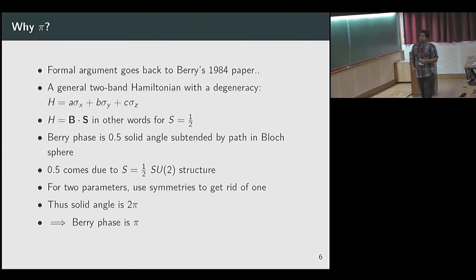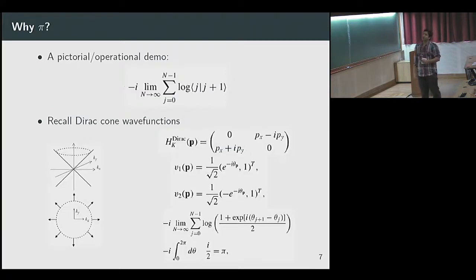So, of course, a point degeneracy is exceptional in 2 dimensions, and we need something to get rid of one parameter, so to speak. So we often use symmetries. And when we do that, this solid angle subtended is 2 pi. And due to the half factor, we get a Berry phase of pi. So this is a standard argument.